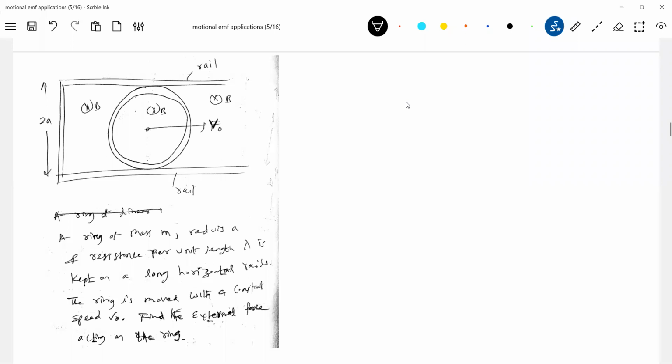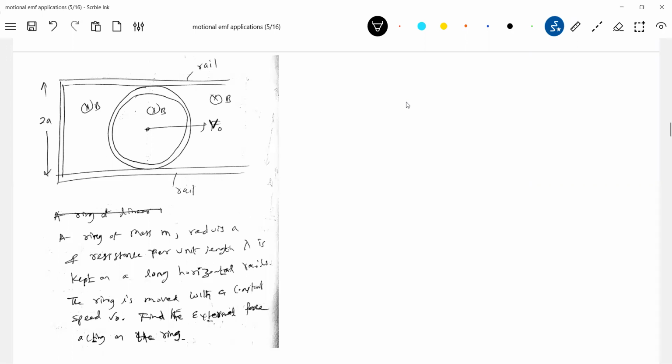If the loop lies in a vertical plane, g will come into the picture. If the loop lies in a horizontal plane, the effect of it will not come into the picture. You have to be very careful about the orientation of this circuit. Vertical rails, then the effect of weight will come. Horizontal rails, the effect of weight will not come. Of course, if they are asking about any torques, then you have to take the effect of weight also.